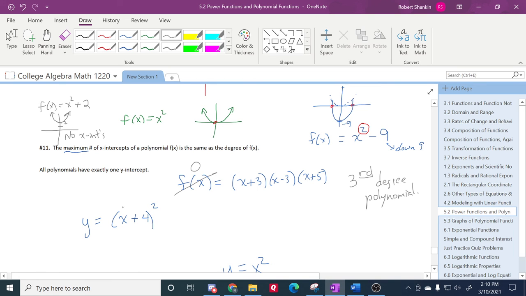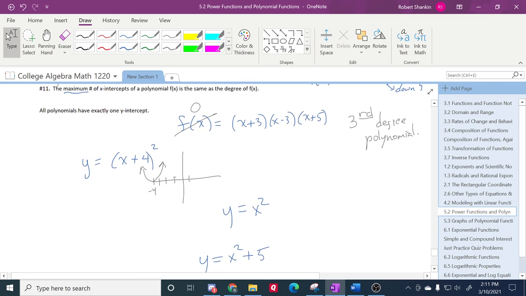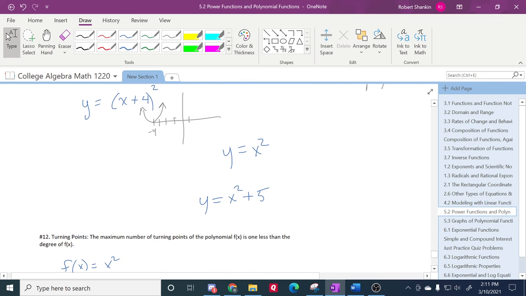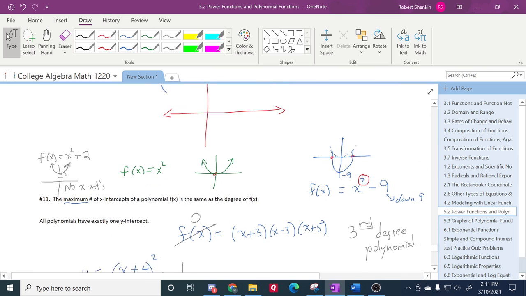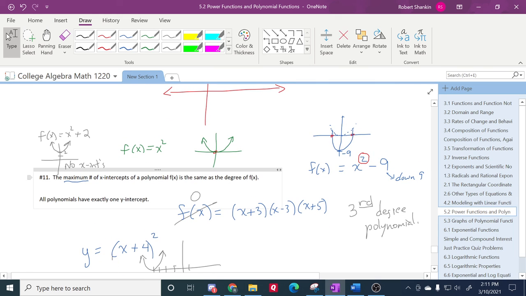Okay. Something like this was in the practice quiz today. This one, if we graph this, we shift it to the right 4, no, left 4. Horizontal shifts go in the opposite direction. And that has one y-intercept over here. So that's x-intercepts. Very important thing about the maximum number of x-intercepts.